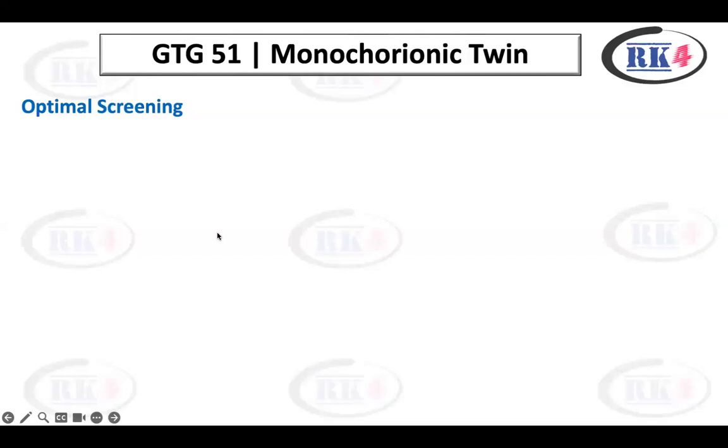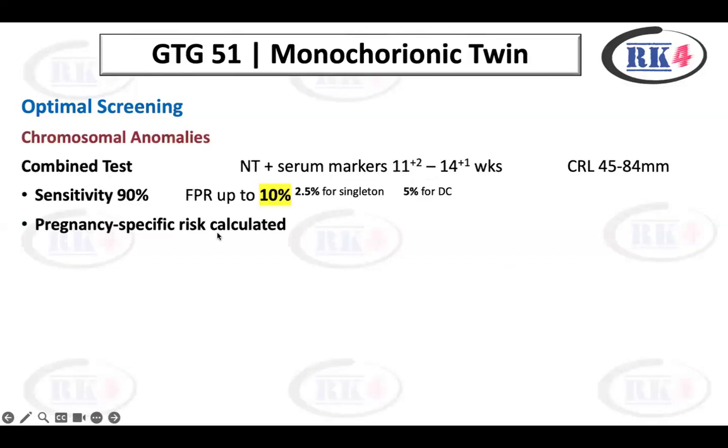Right. Now, regarding the optimal screening, in this guideline they are talking about the different screenings which we offer during pregnancy. First, they are talking about chromosomal anomalies. For twins, we offer the combined test in line with the national screening program. In that case, we check nuchal translucency and serum markers, and that is done between 11 plus 2 to 14 plus 1 weeks, when the CRL is 45 to 84 millimeters. At the time of the booking scan, we record the CRL from the larger fetus. That's an important point to note.